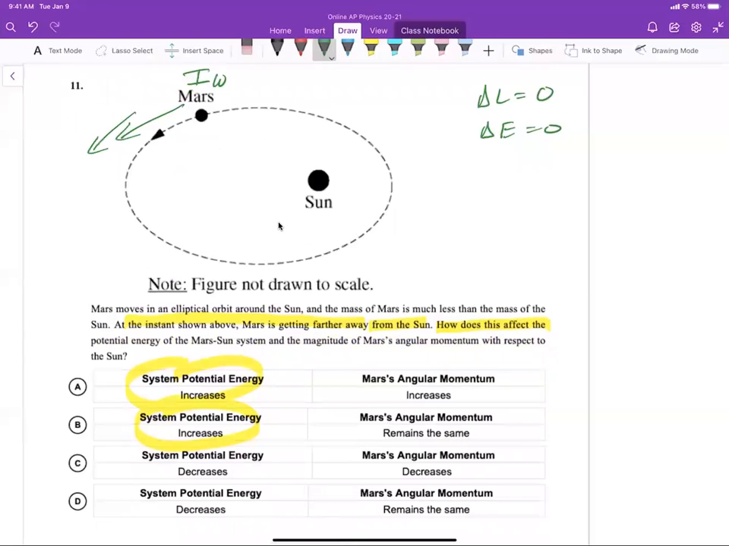I is equal to the mass of Mars times its distance away squared times that tangential velocity over r. So these are going to cancel, mRV. So it's kind of hard to say.